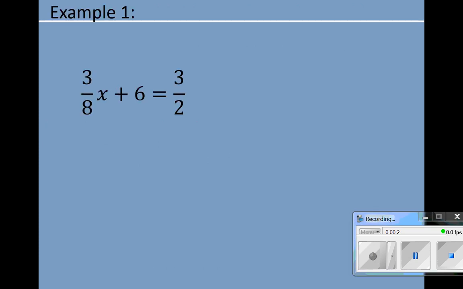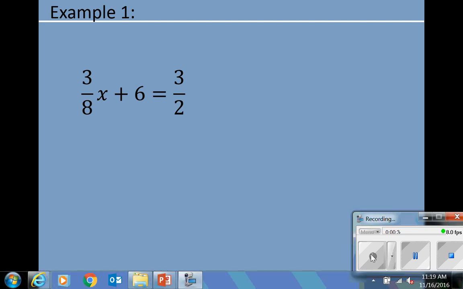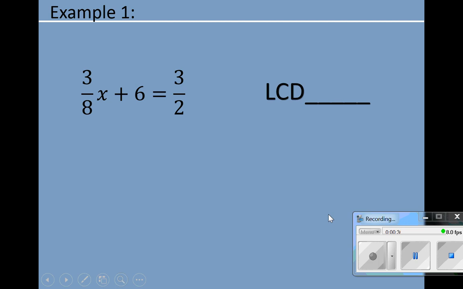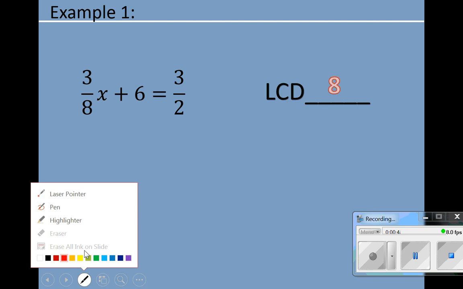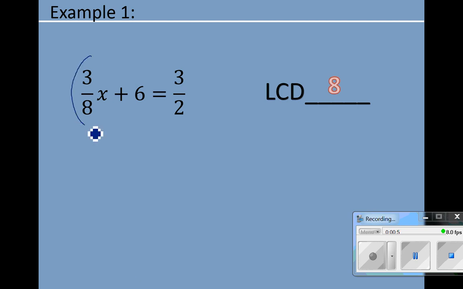Here's the first one. 3/8 x plus 6 equals 3 over 2. Let's find the least common denominator. Those are 8 and 2, so the least common denominator would be 8. So what we're going to do now is put parentheses around the entire problem. The entire problem, not just part of it, the whole thing, because what you do to one side, you have to do to the other. And we're going to multiply everything by 8. I'm going to make 8 a fraction because I have fractions that I'm going to be multiplying with.